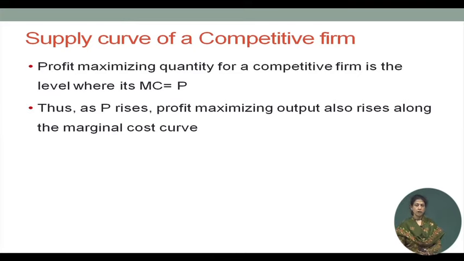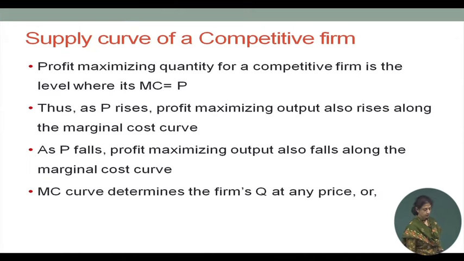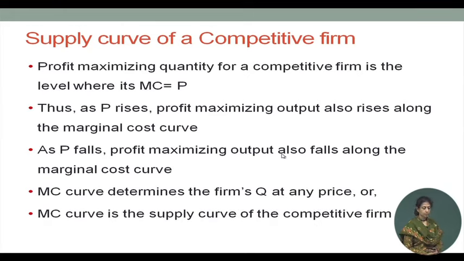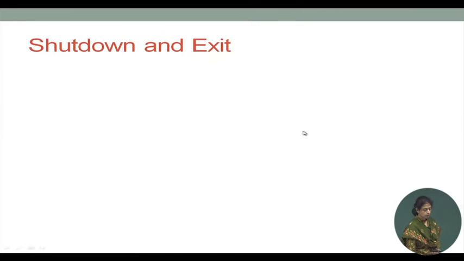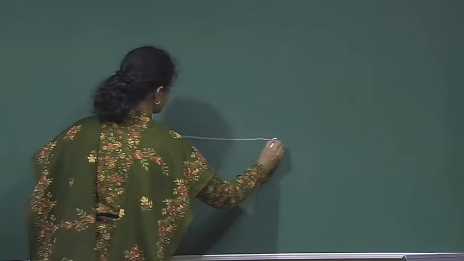Thus, as P rises, you can imagine that as the price line shifts up or down, the profit maximizing output also rises along the marginal cost curve. As price falls, profit maximizing output also falls along the marginal cost curve. So, that determines that the marginal cost curve determines the firm's output at any price, or the marginal cost curve is the supply curve of the competitive firm. Let me show what we just discussed from the slide through a diagram.